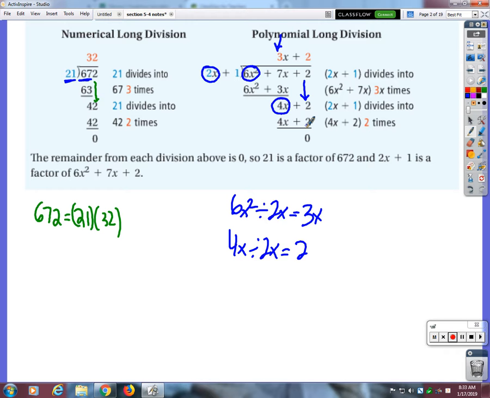And so just like over there, when I did the division, I figured out that 672 is equal to 21 times 32. What I did here is I figured out that 6x squared plus 7x plus 2 is equal to 2x plus 1 times 3x plus 2. So basically I have factored this polynomial by dividing it. Okay?